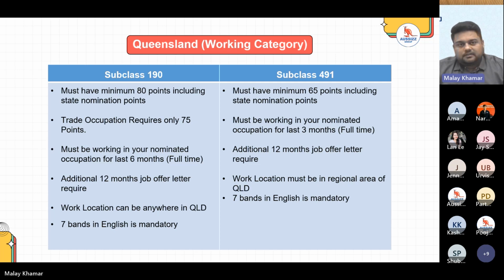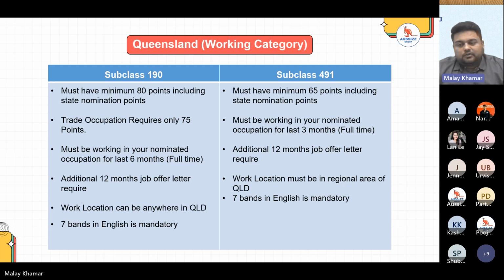For the trade occupations, they have given some flexibility of getting 75 points only. So even if you have 70 points by yourself, the state will help you with an extra 5 points for the subclass 190 visa, and that's how you can meet the requirement of 75 points for the trade occupation, and you can get an invite easily here in Queensland.